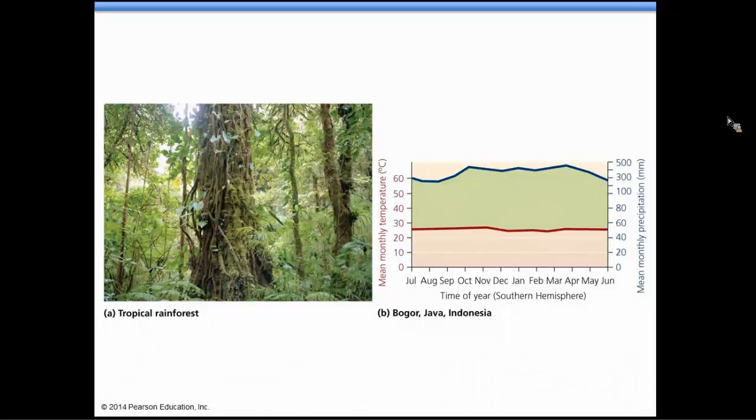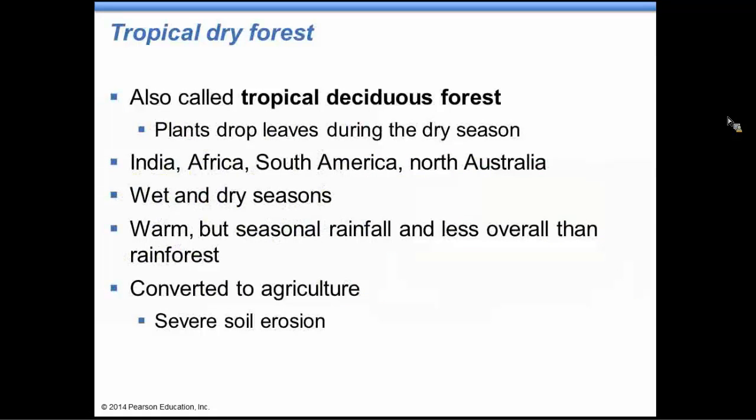And as you can see on its climate graph here, there is precipitation year-round, however, the temperature is not variable, and it's just very warm throughout the year. And we have a photo right there, tropical rainforest.